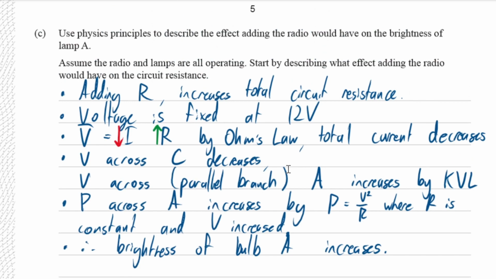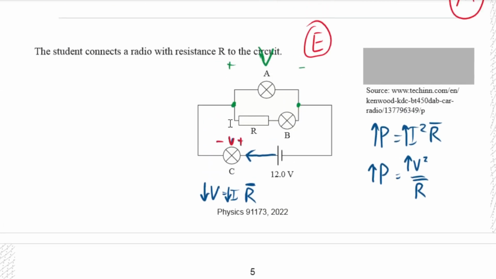Alright, that's a lot. So let's just recap this. We added this extra resistance, which then increased the circuit resistance overall, decreasing the current, which decreased the voltage across C, increasing the voltage across A, making it shine brighter.